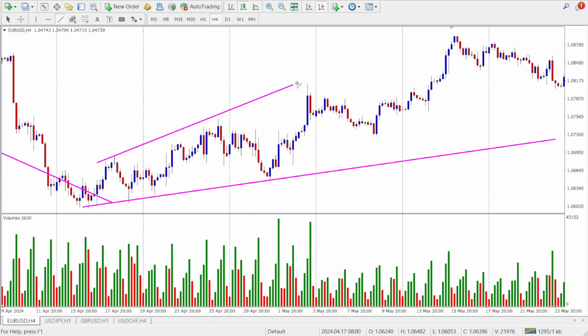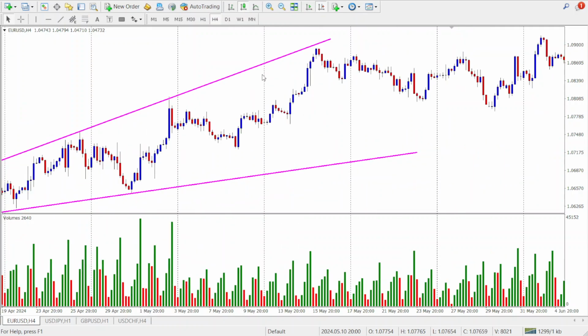Identify market structure. Pay attention to chart patterns and your candlestick patterns as well. And also be patient and let price come to you. Instead of chasing price, set alerts at key supply and demand zones and wait for confirmation before entering a trade.